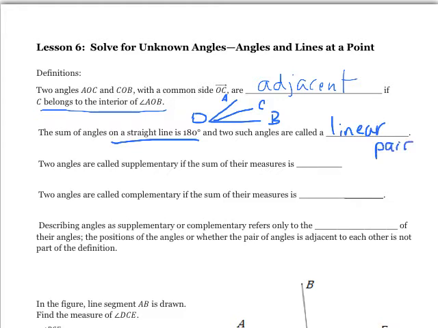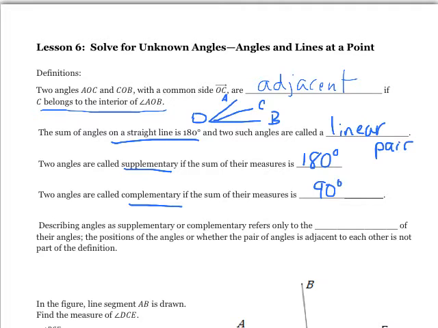All right, the next one: two angles are supplementary if the sum of their measures is 180 degrees. This should all be review. But please make sure you don't confuse supplementary and complementary. Two angles are called complementary if the sum of their measures is 90 degrees. We use supplementary usually a bit more than complementary.